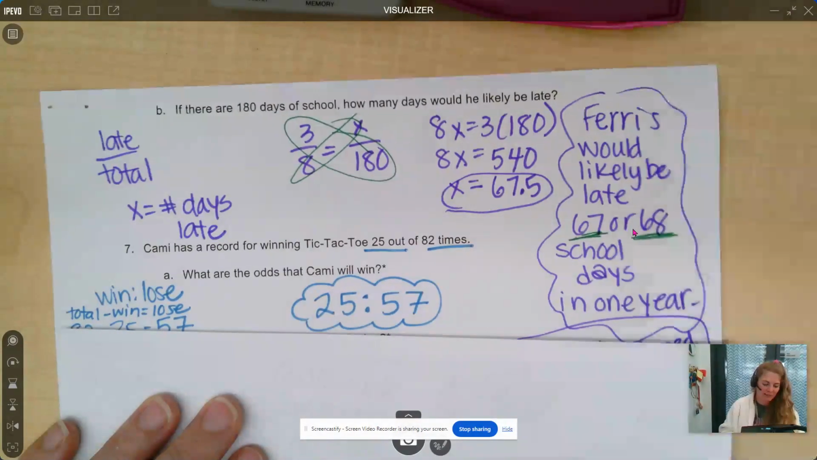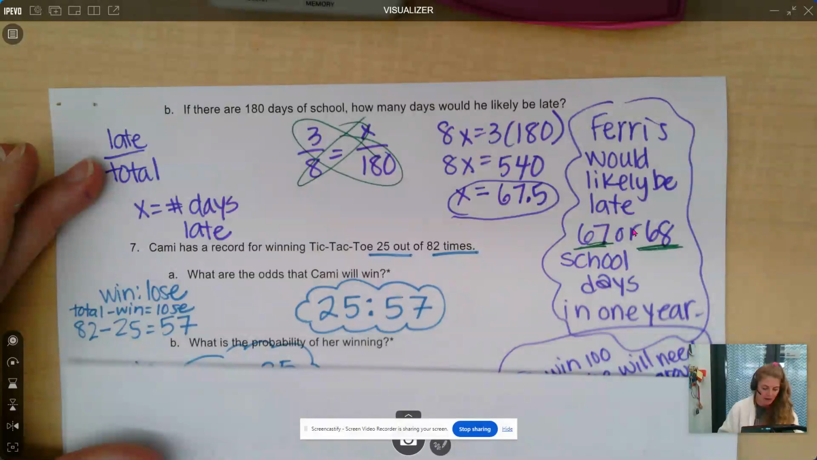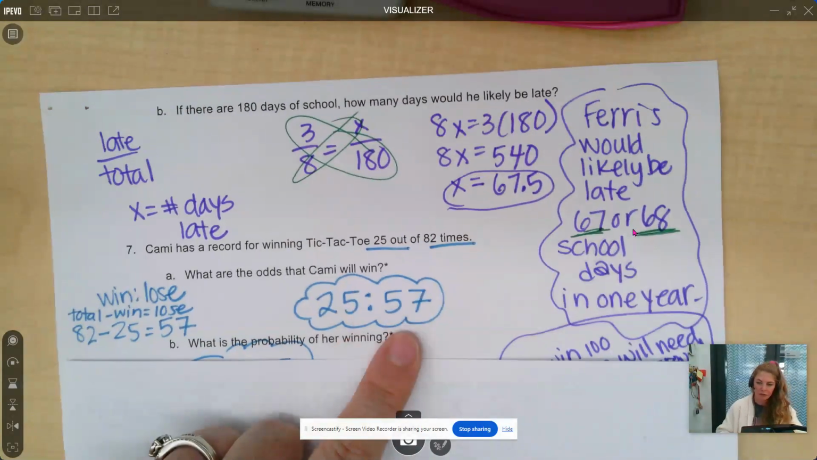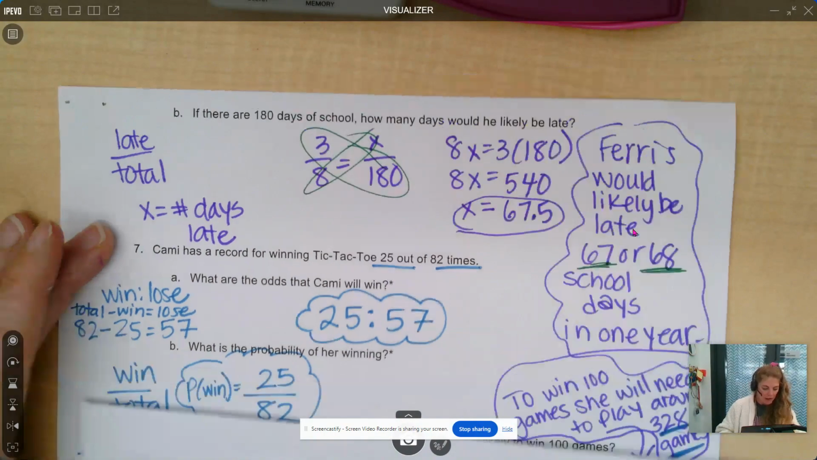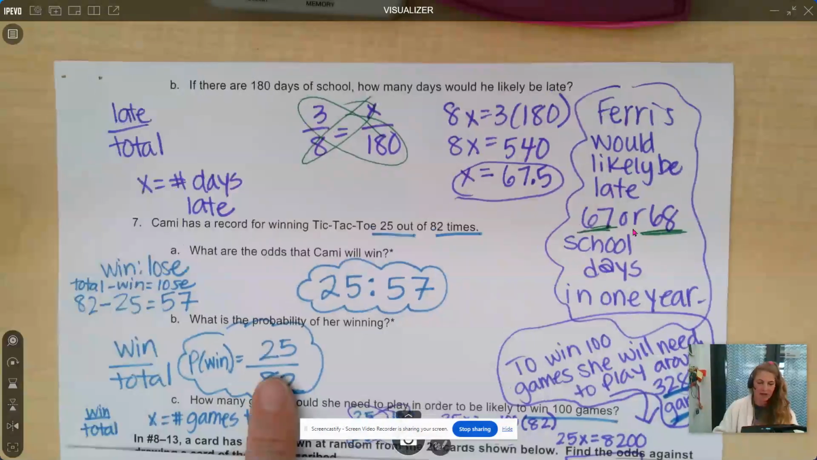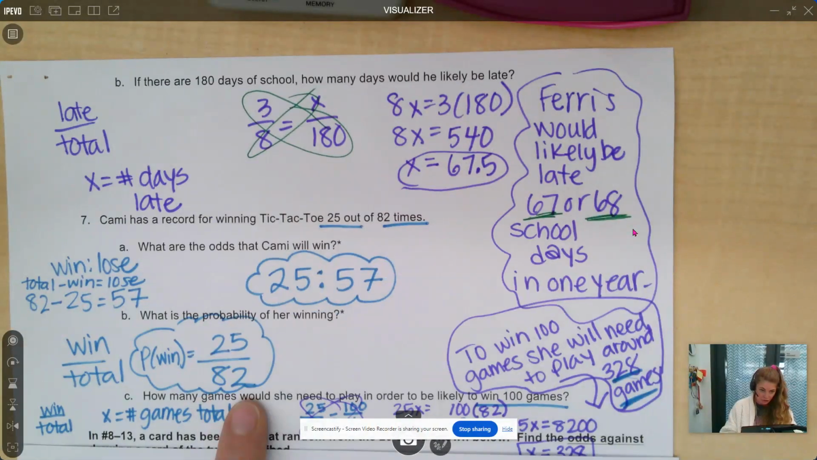Cami has a record for winning tic-tac-toe. Best game ever, right? 25 out of 82 times. So what are the odds Cami will win? 25 to 57 are the odds we will win because that's win to lose. And what's the probability of winning? Probability of winning would be 25 to 82 because that's win to total games.